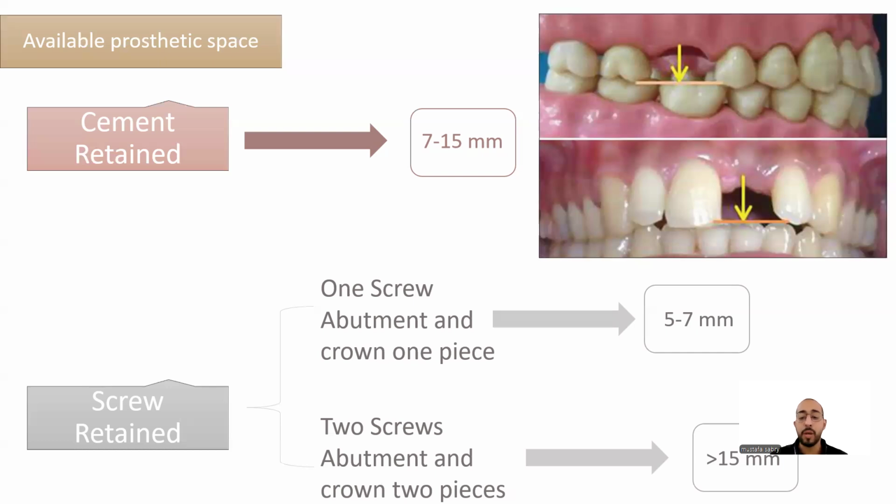So by numbers, if we have 15 or more, we can go for most probably FP3 on a multi-unit abutment. If we have 10 to 15, it's FP1, either implant level or abutment level. If it is less, we don't have enough space. And of course, cement retained will be questionable because of repeated decementation of our prosthesis.